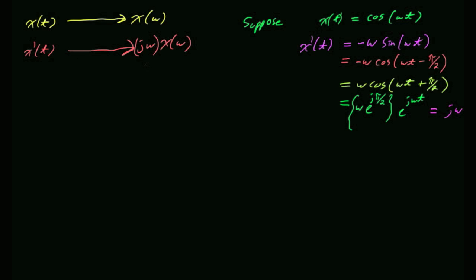What about the other way? If I integrate x of t, what do you think I do to x of omega? Divide by j omega, multiply by 1 over j omega.